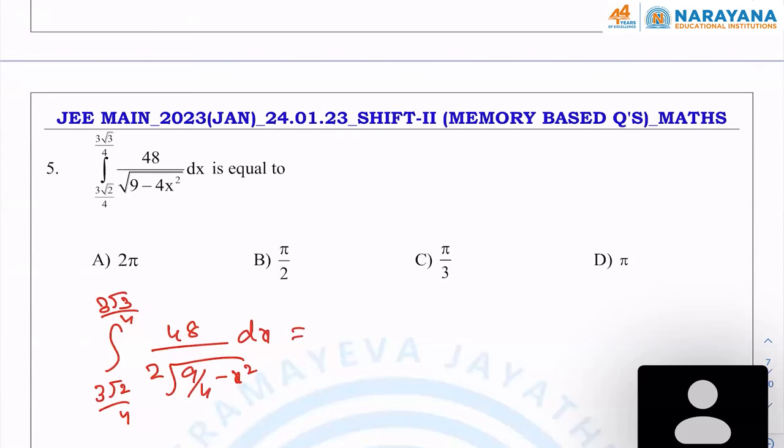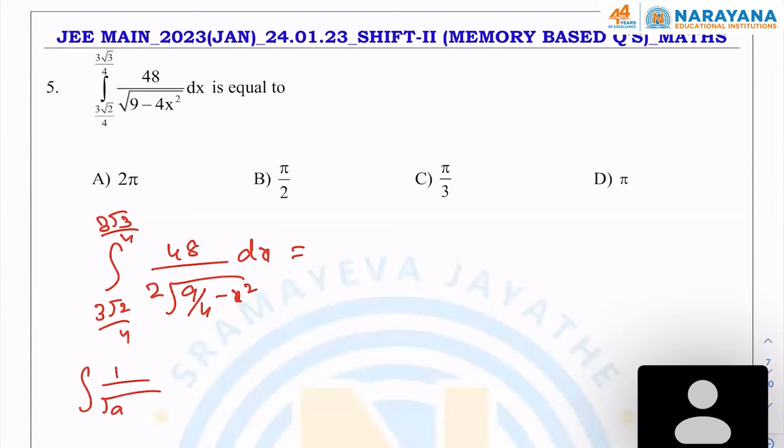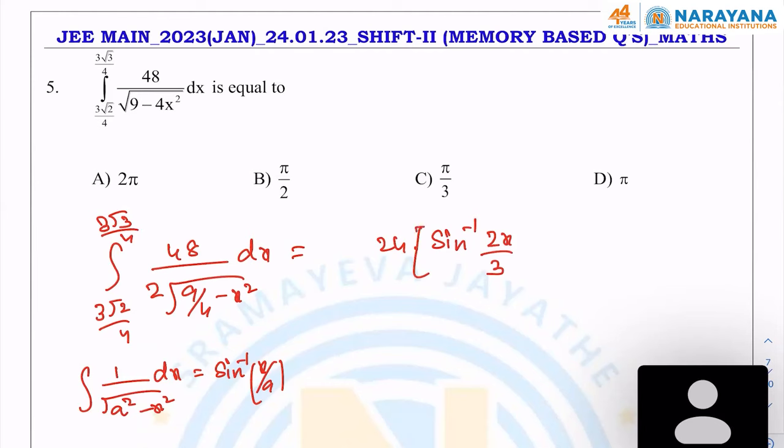So here we are getting this form: integration of 1 by root of a square minus x square dx. Okay, and the formula for this is sine inverse x by a. So here 24 into sine inverse x by a, x by 3 by 2. And here the limits are 3 root 2 by 4 to 3 root 3 by 4.